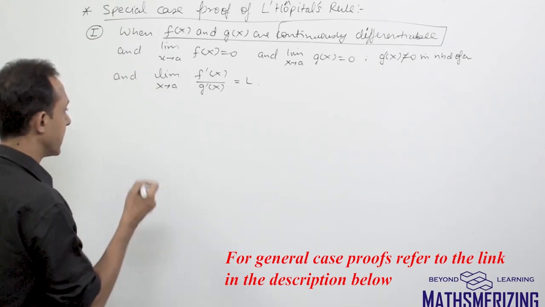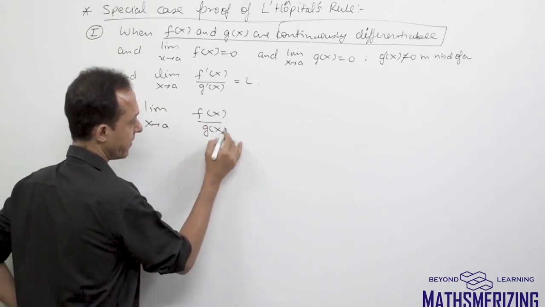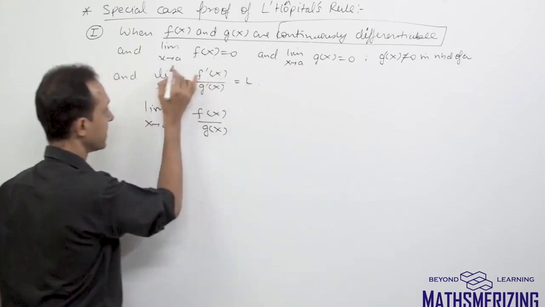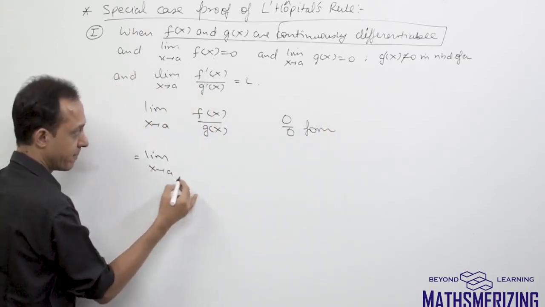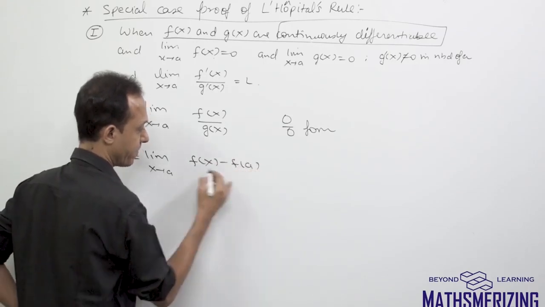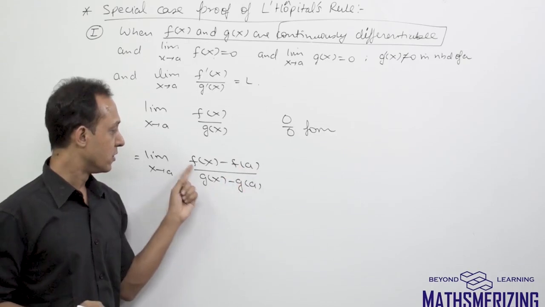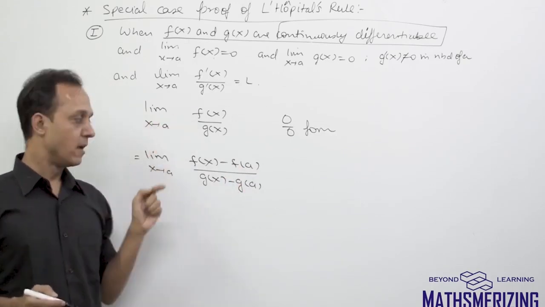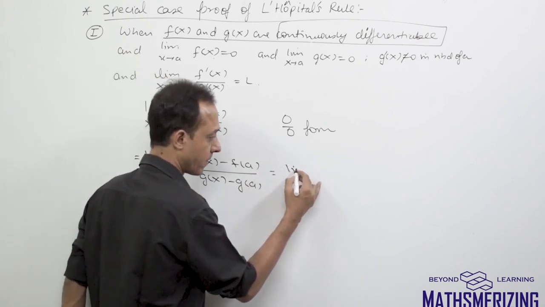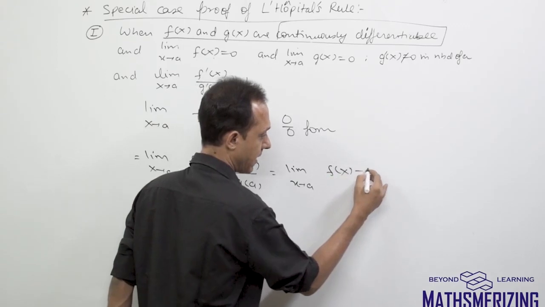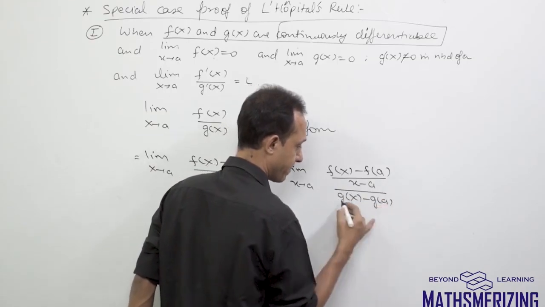The proof simply is, suppose I have to calculate the limit as x tends to a of f(x) upon g(x). Since f(x) is 0 and g(x) is 0 when x tends to a, it is a 0 upon 0 form. Now I can write it as the limit as x tends to a of f(x) minus f(a) upon g(x) minus g(a), because the value of f(a) is 0 and the value of g(a) is also 0. Now I'll also write it as the limit as x tends to a of f(x) minus f(a), divided by x minus a, upon g(x) minus g(a), divided by x minus a.